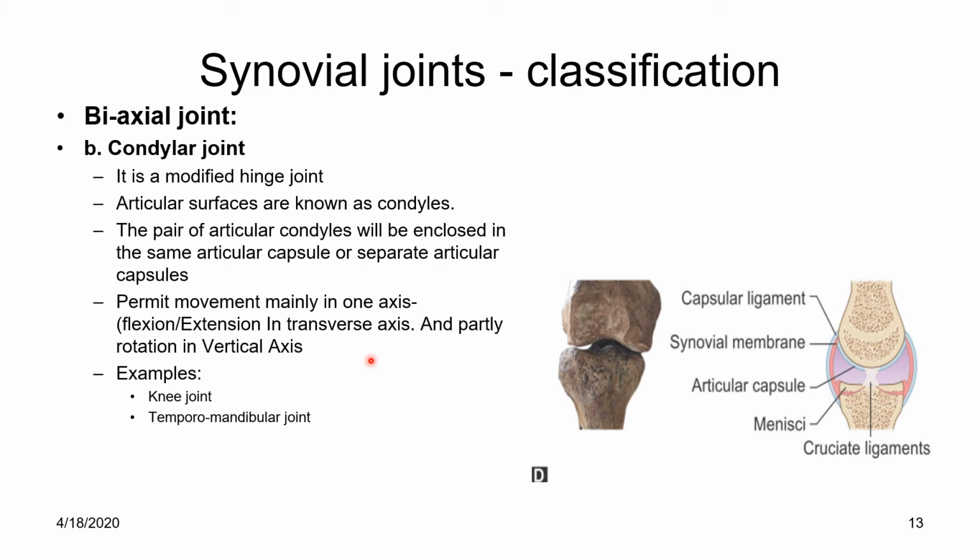So it's a modified hinge. Articular surfaces are called condyles. The pair of articular condyles will be enclosed in the same articular capsule or separate ones. They permit movements mainly in one axis, that is flexion and extension in transverse axis and partly rotation in vertical axis. The examples for condylar joint are knee joint and temporomandibular joint.